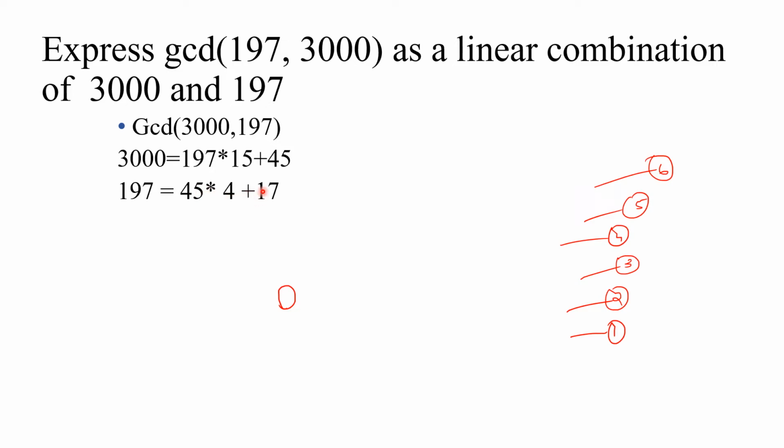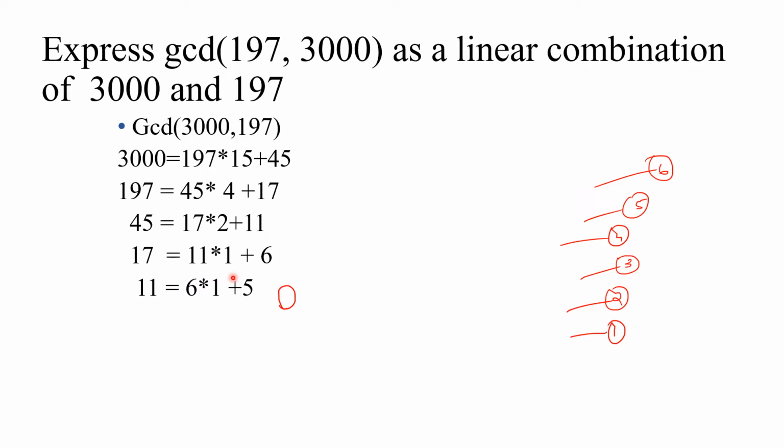In the third step we have to divide 45 by 17. So 45 is equal to 17 into 2 plus 11. Here 2 is the quotient and 11 is the remainder. In the next stage we have to divide 17 by 11. So we can write it as 17 is equal to 11 into 1 plus 6. In the next step we have to divide 11 by 6. So in this case 11 is equal to 6 into 1 plus 5. 1 is the quotient and 5 is the remainder.